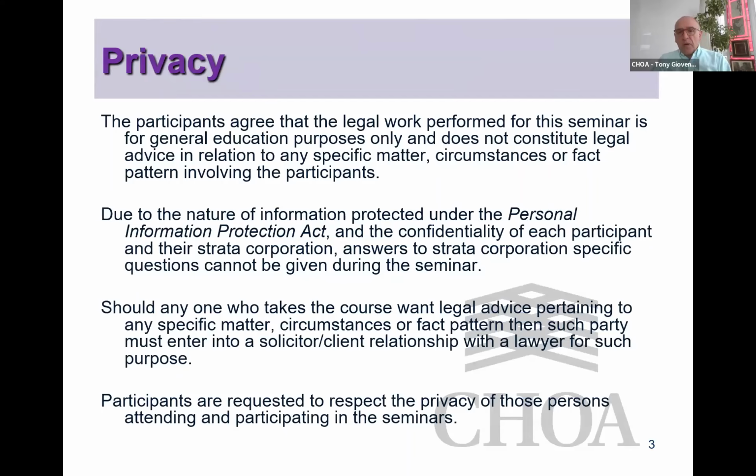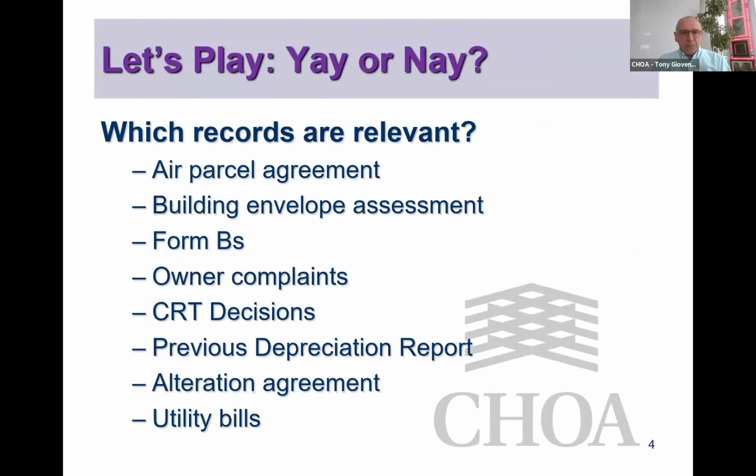So we start out with what we really need, and this is the same for depreciation reports as well as electric planning reports. You really need to gather all of your documents. It makes this whole process so much quicker and so much more streamlined. Building envelope assessments, if you have them, Form Bs, if you have them. But as we're dealing with electric planning reports, it's really the utility bills, depreciation reports, and alteration agreements.